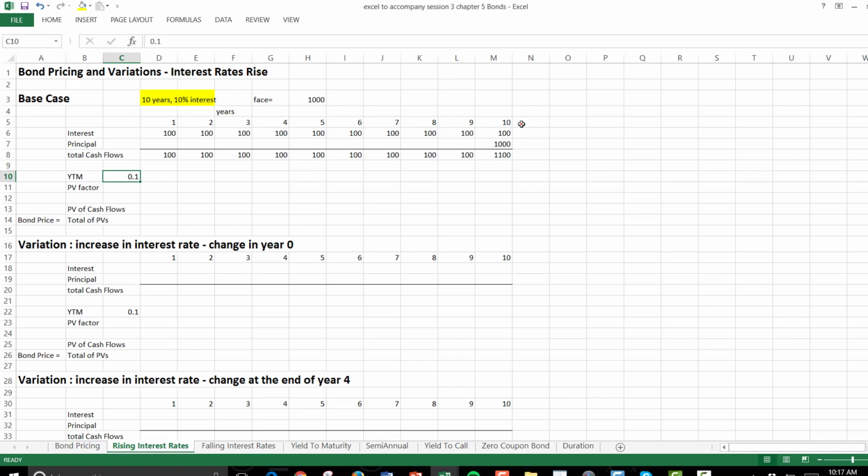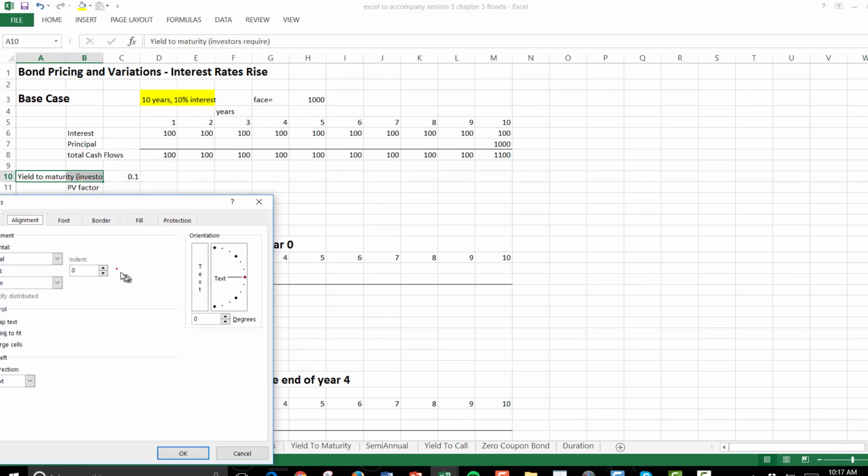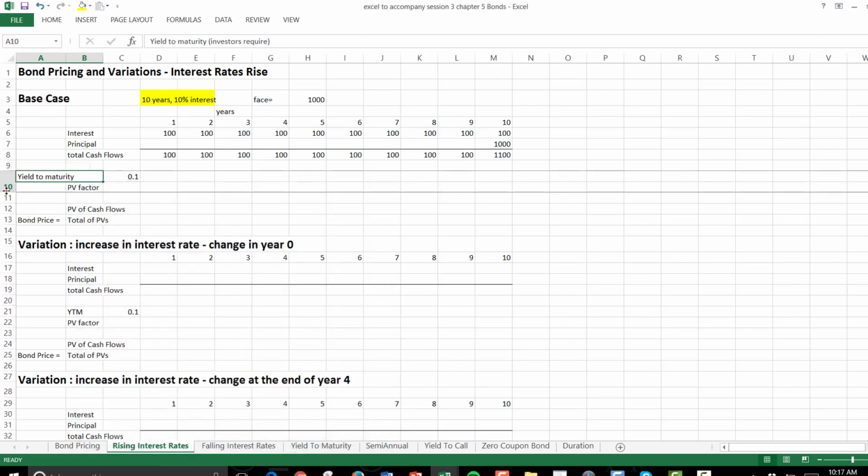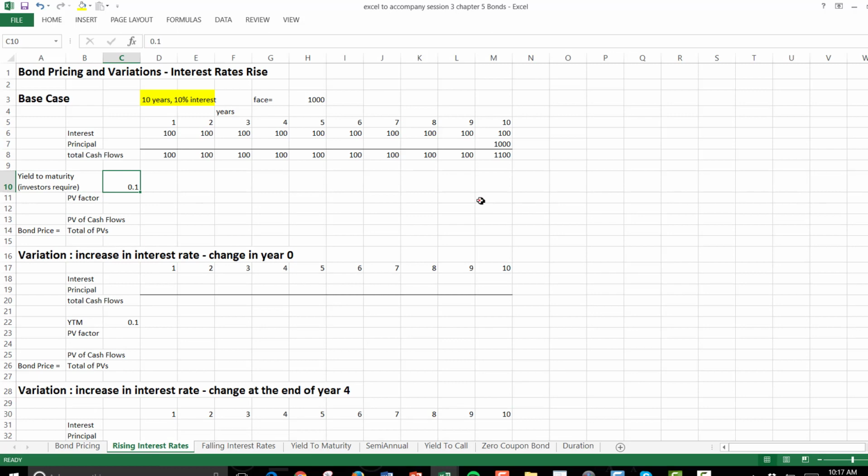Now the time value of money is at the yield to maturity. I'll spell that out. Yield to maturity. And this is what the investors want. So they require this, right? And so I'm going to make this bigger, format cells, and I'll wrap it, merge cells. So we see that the investors require this rate.